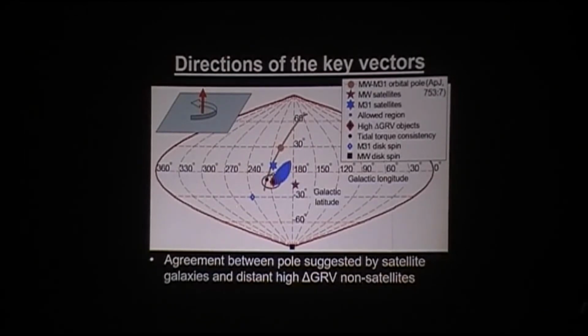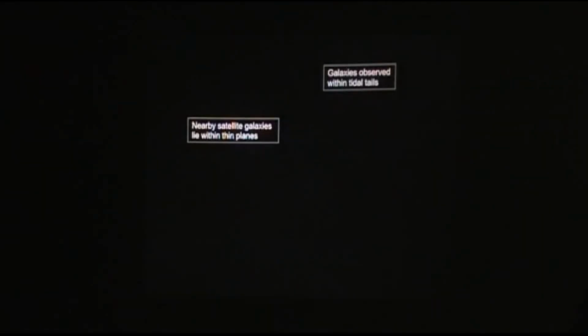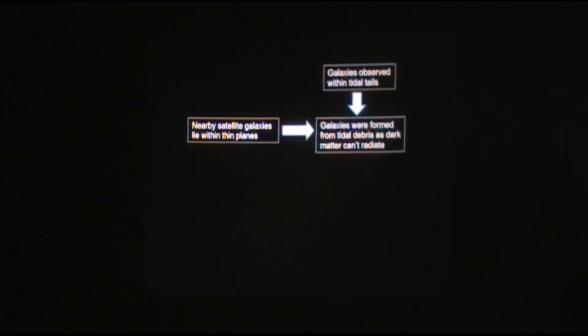Now, I'll just try and summarize what we've been doing then. So regarding the satellite plane issue, basically the situation is that you observe the nearby satellite galaxies of the Milky Way and Andromeda to lie within thin planes. They're the only ones you can really see well. You also observe galaxies further away forming within tidal tails. So these things aren't controversial, but what does it mean?